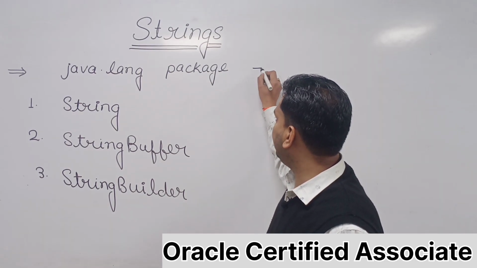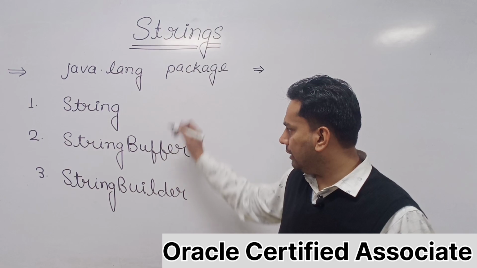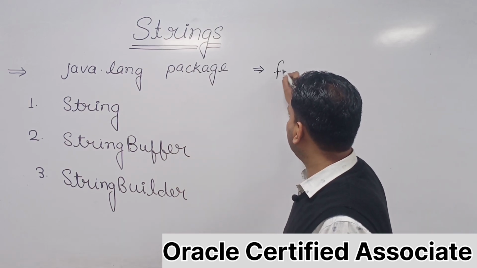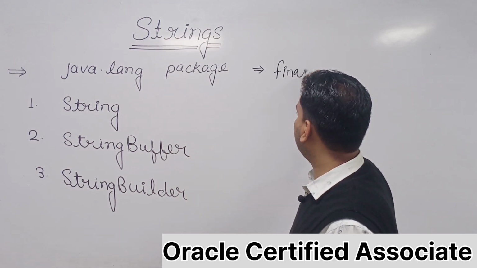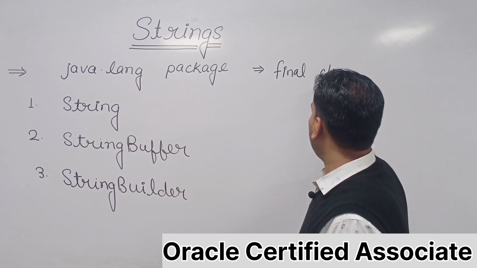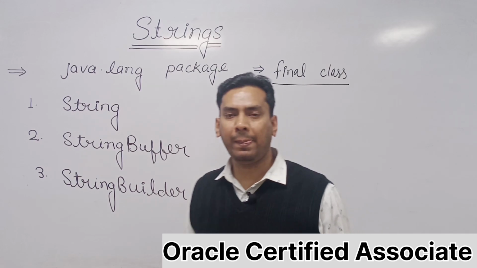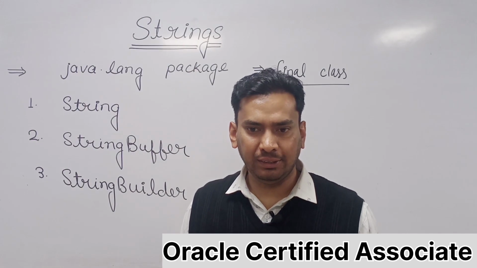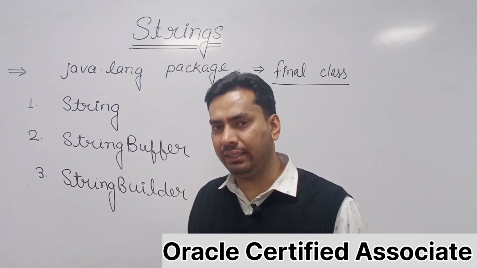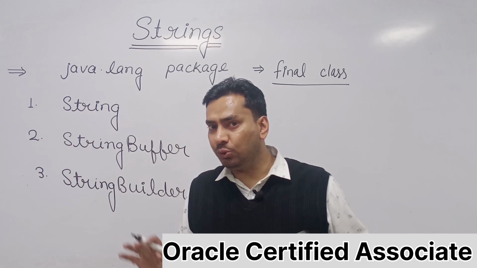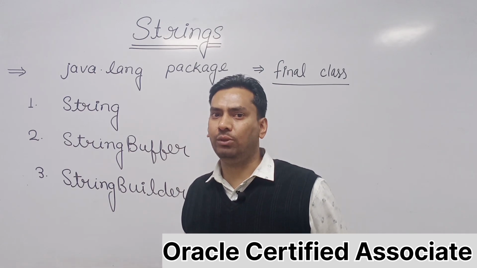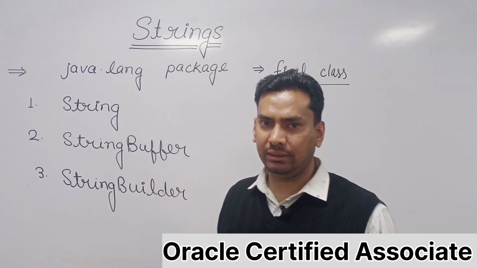The second important point is that all these three classes are declared final. And you know that a final class cannot be inherited. So these classes are already declared final. It means you cannot create a subclass of String, StringBuffer or StringBuilder.